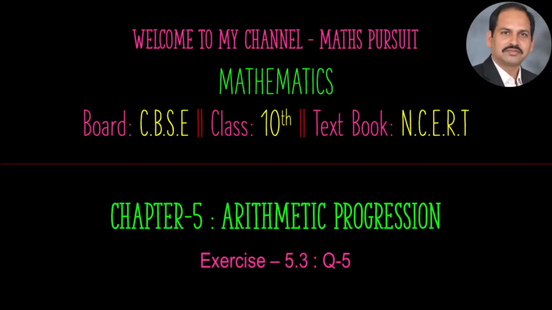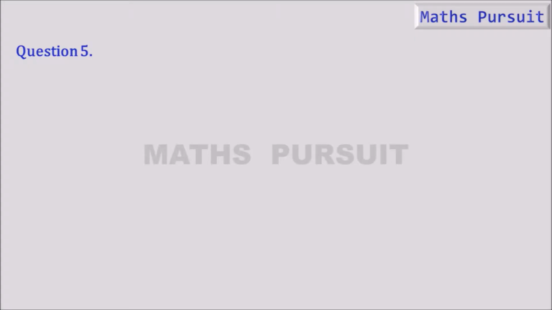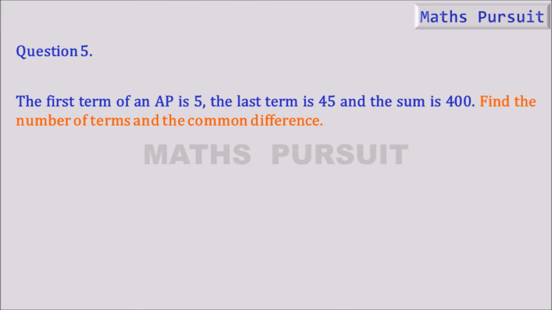Today we are going to look into exercise 5.3 question 5 from chapter 5 called arithmetic progression. So let's see what exactly is given in question number 5. It is given that the first term of an AP is 5, the last term is 45 and the sum is 400. Find the number of terms and the common difference.